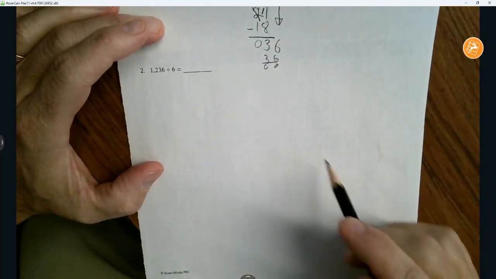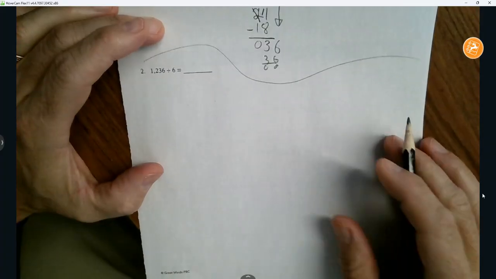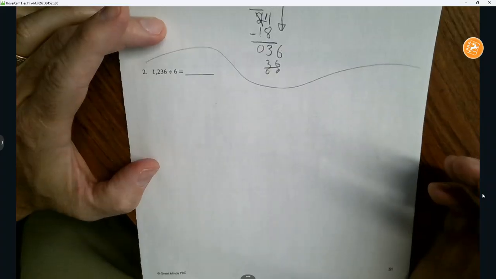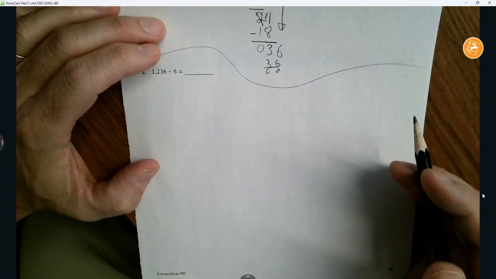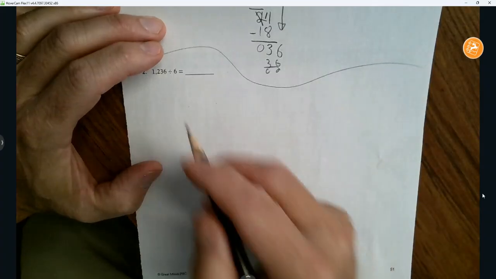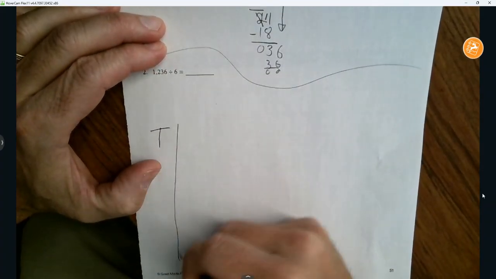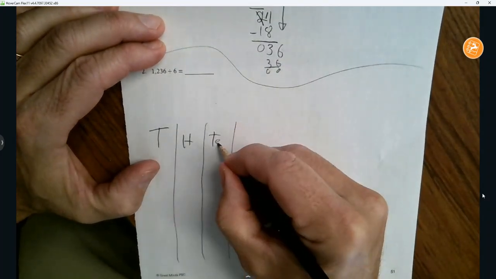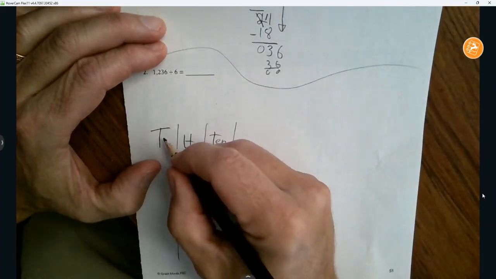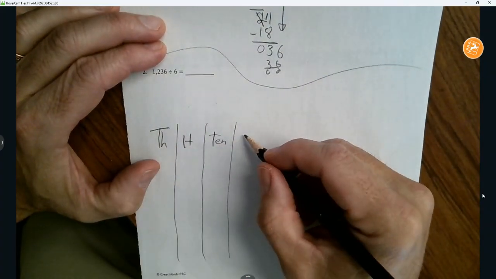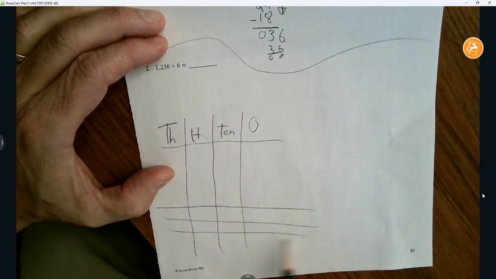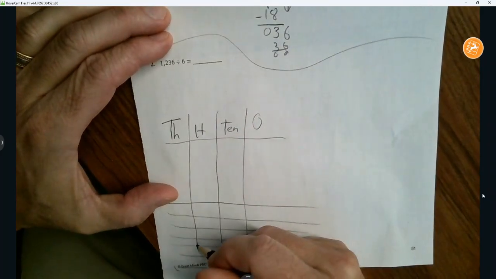All right, our next one. 1,236 divided by 6. You can set this one up however you want. Again, if you're going to do it with the place value chart, remember you have your thousands, hundreds, tens. I just write tens there because there's 2 T's. Put TH for thousands if you want. Tens, ones. You're going to have 6 spots to do that this way.